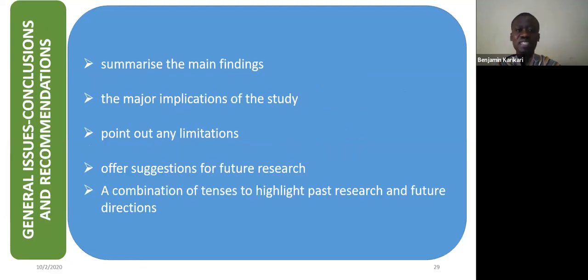Conclusion and recommendation. Basically, it gives a summary of the main findings of your work, the major implications of your work, and then points out any limitations. Like in my case, during my PhD, I targeted working on seed-related traits.